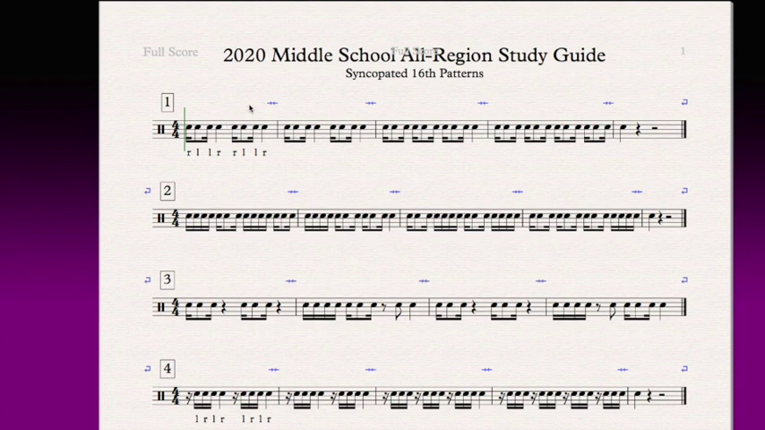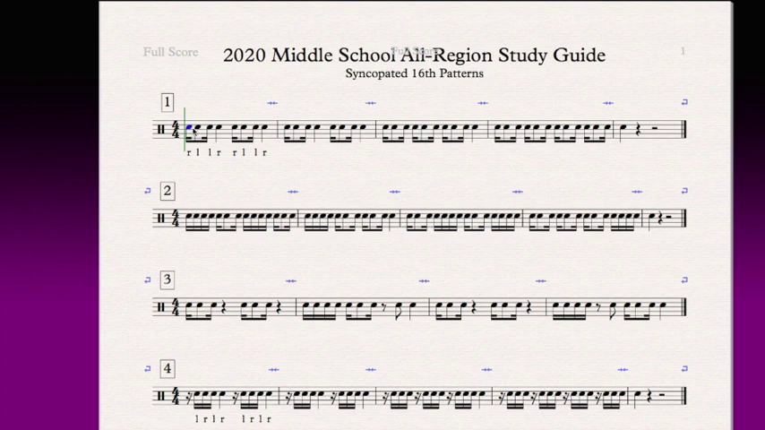perform correctly. So what I'm going to do is I've got my notation software out. This is what I wrote these study guides on, and we're just going to play around with some rhythms and show you how these rhythms came to be, why they're written the way they are, and hopefully, that will help you understand those rhythms better.